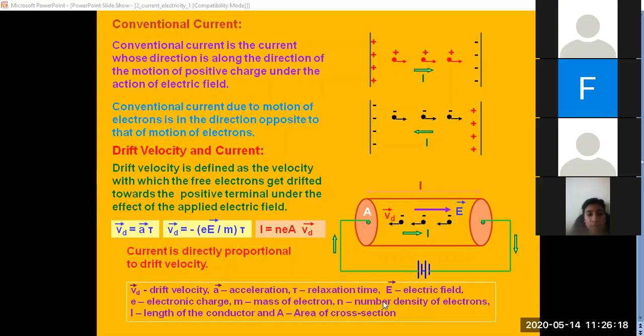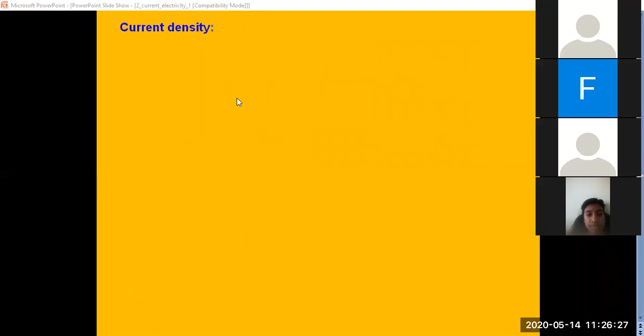n is the number density of electrons, L is the length of the conductor, and A is the area of cross section. The next definition: hereafter three definitions I'm going to do, and all these three definitions are important for 2 marks. First one is your current density.